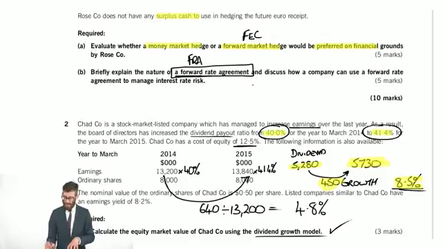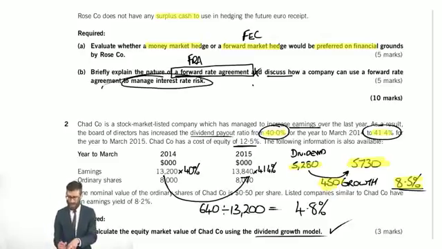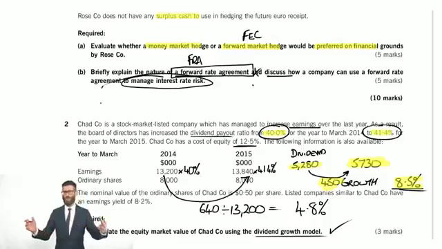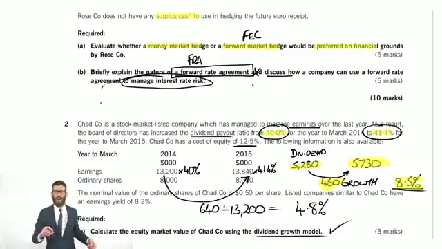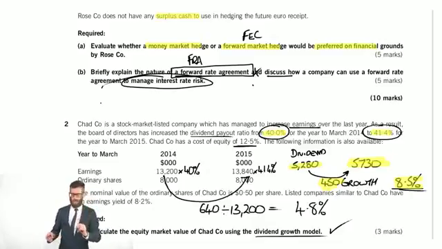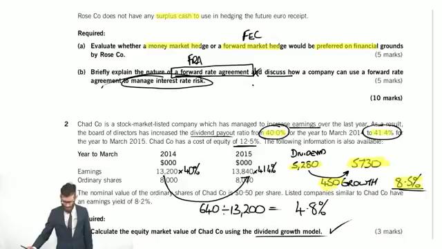And so, new question: discuss how a company can use a forward rate agreement. Some people didn't read beyond there, to manage interest rate risk. You do not use a foreign currency forward exchange contract to manage interest rate risk. What is an FRA and how can a company use it? Well, I'm going to write this down. I doubt you will be required to, but just to consolidate your understanding.